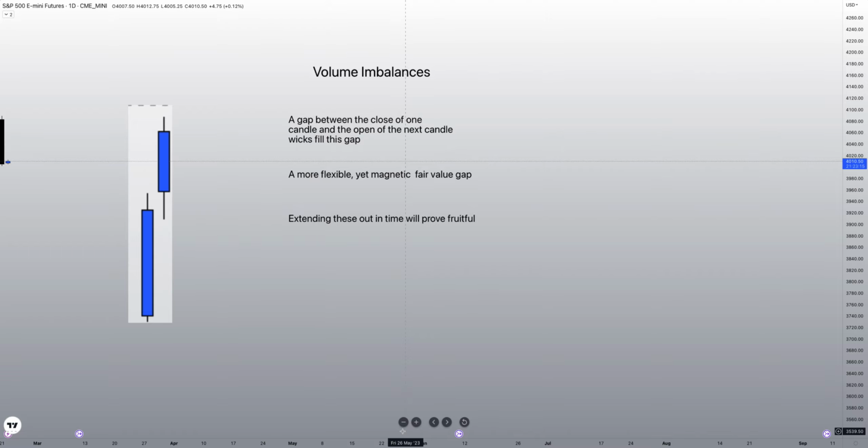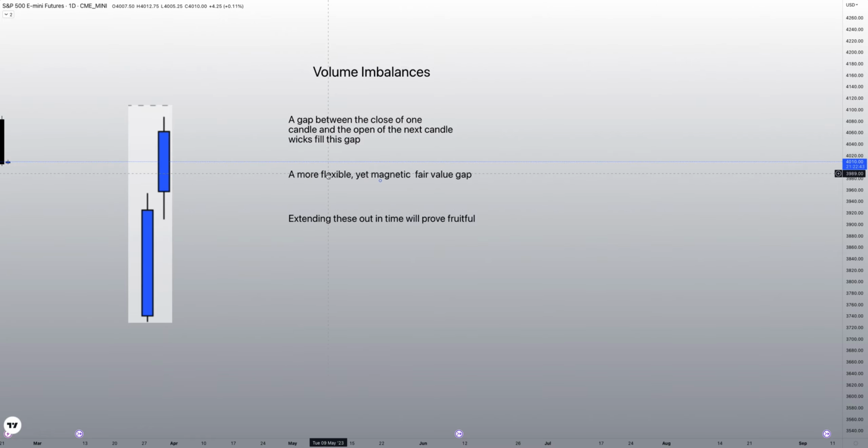Here on the picture on the left, we see a volume imbalance. Between these two candles is a gap between the close of the one candle and the open of the next candle. Wicks fill this gap. Now, it's important to note that wicks fill this gap, because if wicks don't fill this gap, it is not a volume imbalance, it's a liquidity void, which has slightly more magnetism to it, and it requires more passes to rebalance.